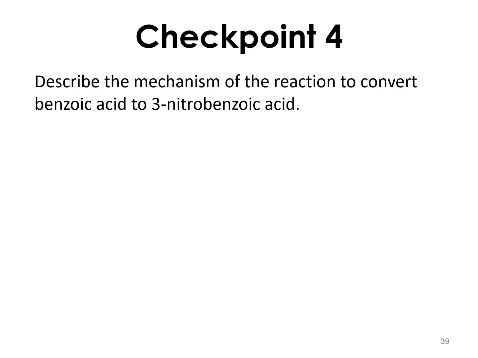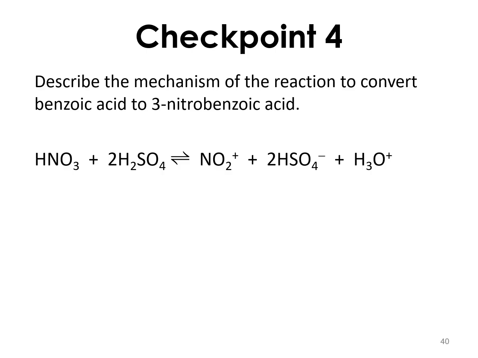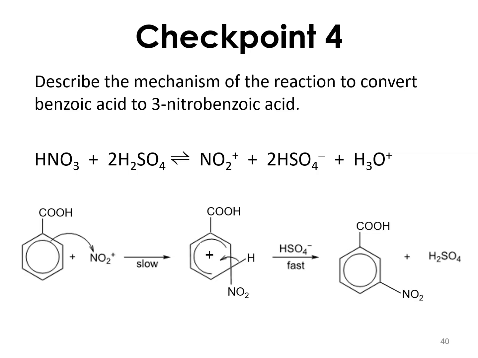As we still have some lecture time, please take 5 minutes now to practice describing the mechanism of the reaction to convert benzoic acid to 3-nitrobenzoic acid. Let us go through the mechanism. In step 1, concentrated HNO3 reacts with concentrated H2SO4 to generate the NO2+ electrophile. Step 2 involves the electrophilic attack of benzoic acid by NO2+.